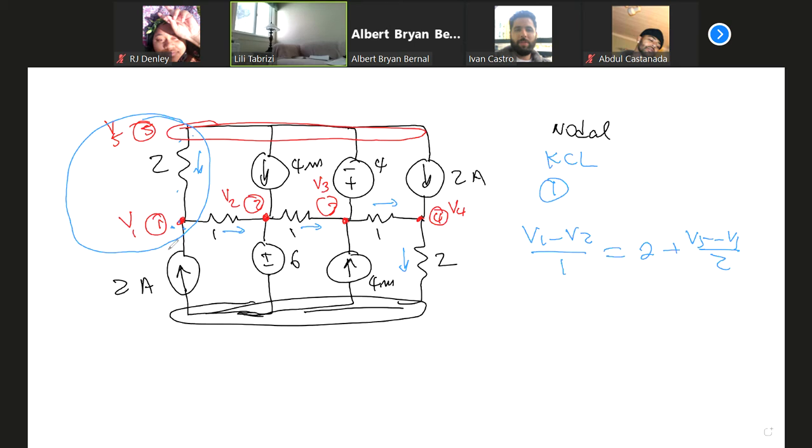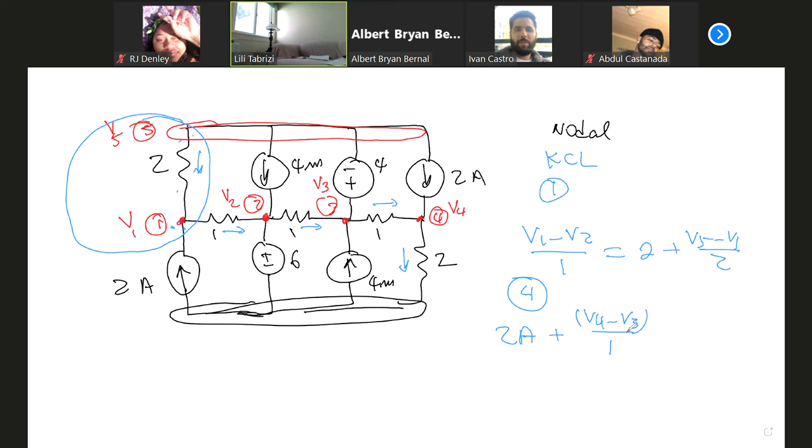We've explained a lot. Let me jump to node number 4, because this is repeating the same thing. What's the situation at node number 4? We have 2 amps entering, V4 minus V3 entering, and V4 over 2 leaving.